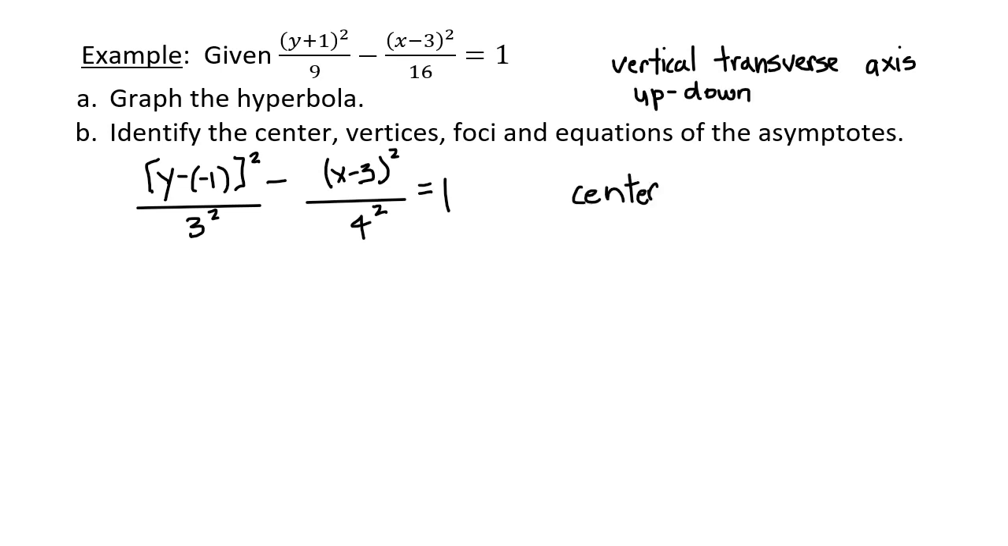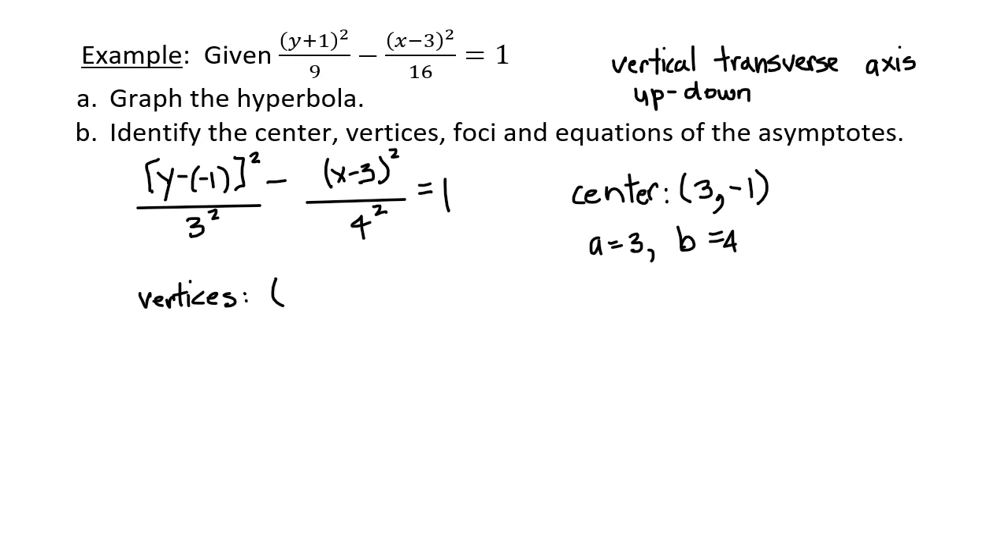The center, I can just read off my rewritten equation. x is 3, so make sure you put x first. This is a mistake I see people make. They see y first and they write that first. Don't do that. So the center is (3, negative 1). a, of course, will equal 3, and b in this case is 4.